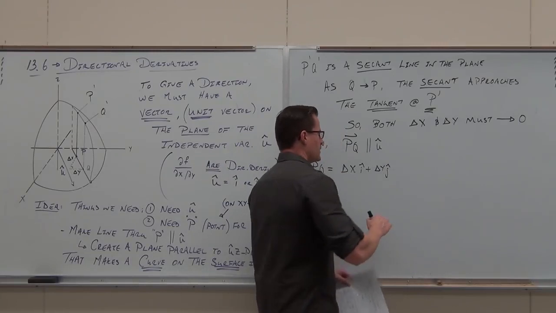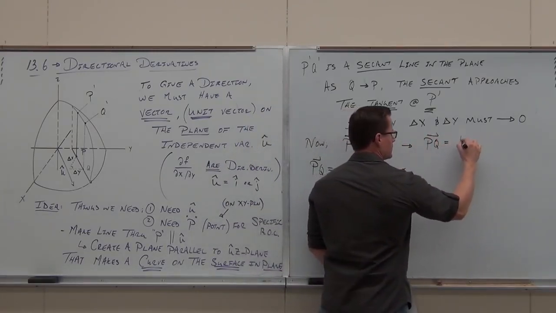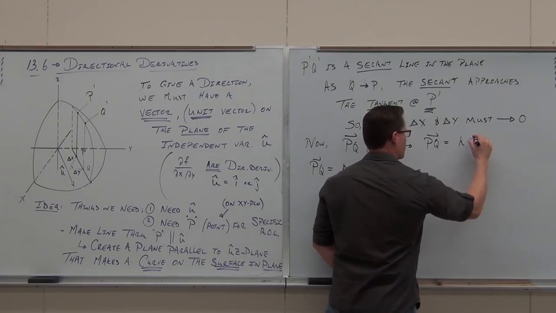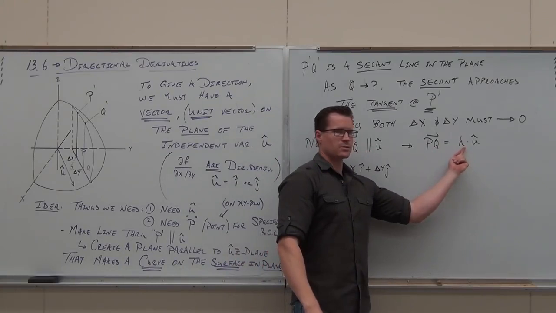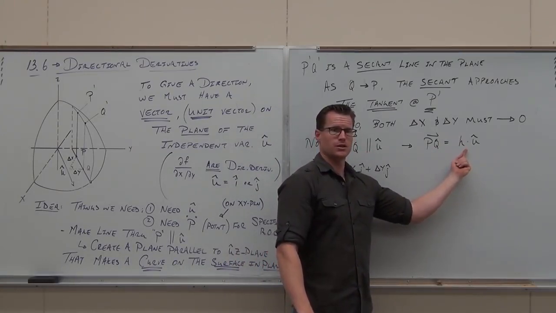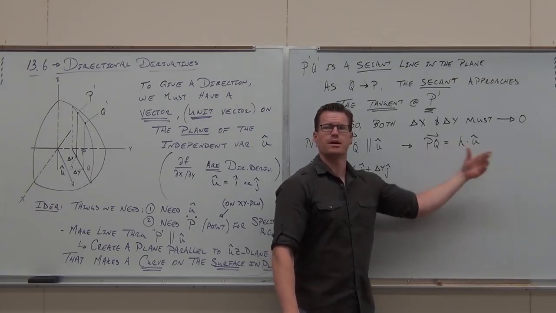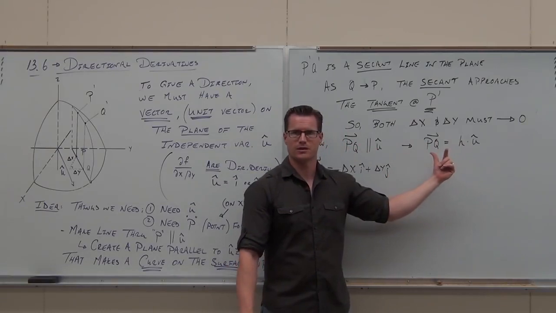However, if this is true, if they're parallel, then this vector has to be a scalar multiple. It's called h. Scalar multiple times u. That's what parallel means. You just said it. You just said parallel vectors have to be scalar multiples of one another, correct?